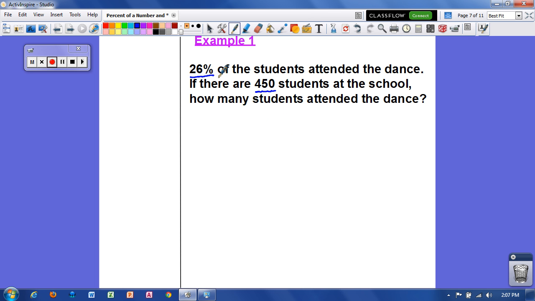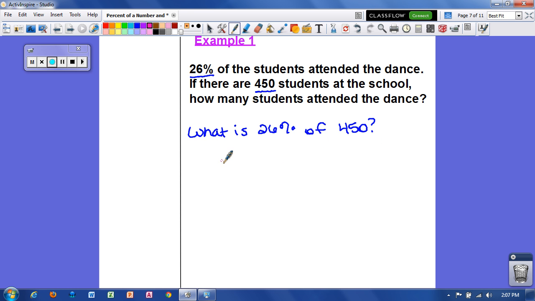All right. So we've got 26% of them who were there. So what we are concerned with is what is 26% of 450? Because 26% of 450 will tell us the exact number of students who were at that dance. So now that we know that, we just need to write everything underneath and what it means.